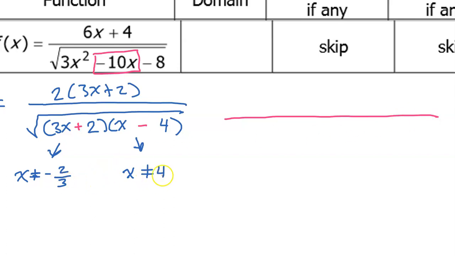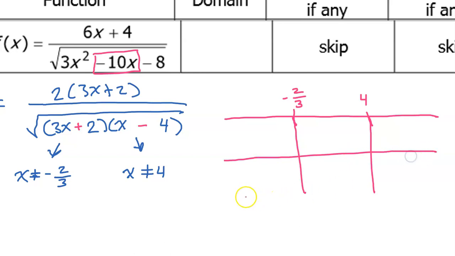These are the critical numbers. So I'm going to put those on my chart. So here is my negative 2/3. And here is my 4. Okay, my two factors are 3x plus 2 and x minus 4.